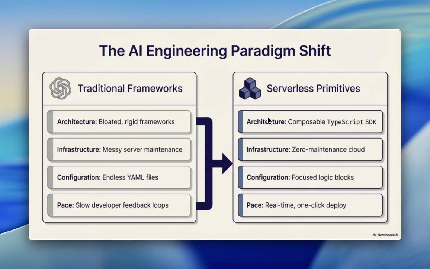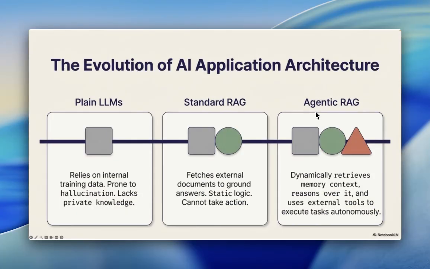But now it is a serverless primitive. The architecture is composable, infrastructure is zero-maintenance cloud, configuration is focused logic blocks, and deployment is real-time, one-click deploy. The evolution of AI application architecture. Initially it was a plain LLM that relies on internal training data, prone to hallucination, and lacks private knowledge. Standard RAG fetches external documents to ground answers, but it has static logic that cannot take action. Now agentic RAG dynamically retrieves memory, reasons over it, and uses external tools to execute tasks autonomously.